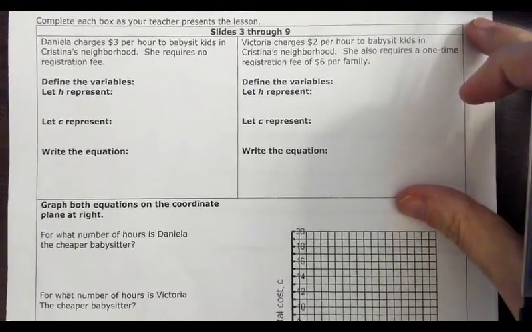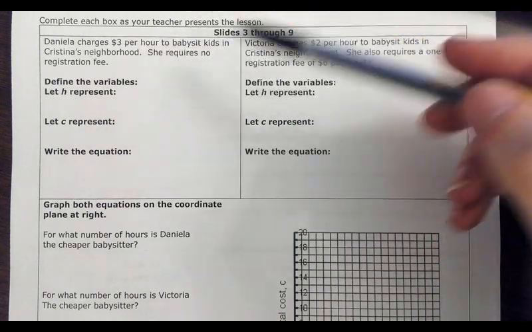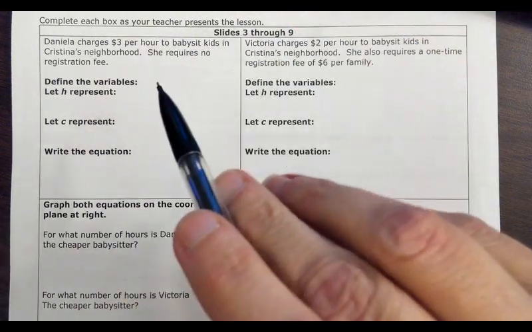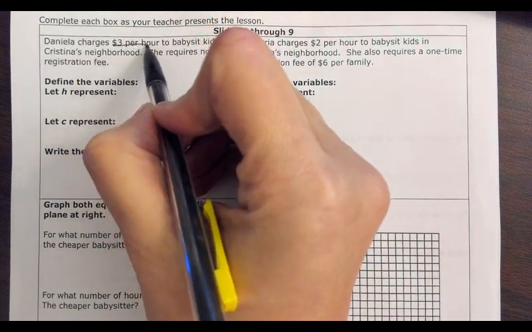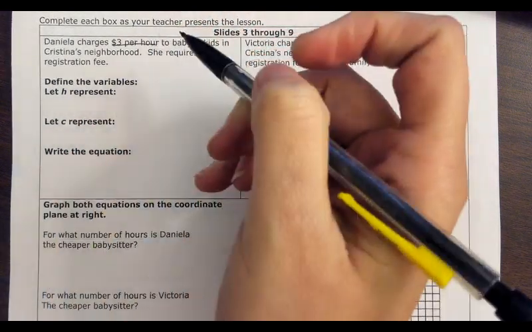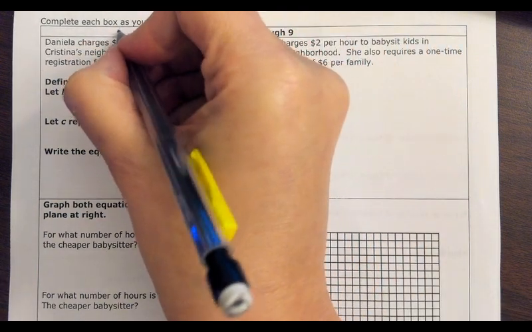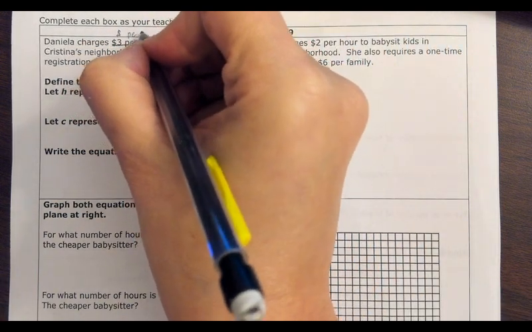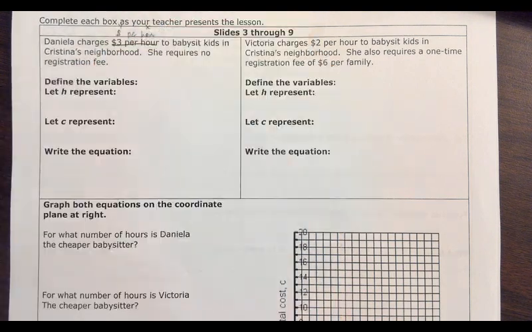So let's look at an example. First of all, we see Daniela. Daniela charges $3 an hour to babysit kids in Christina's neighborhood. She requires no registration fee. So remember, when I look at my variables, this per statement, the rate statement, is going to tell me what my variables are. So I have dollars per hour. I have y per x.